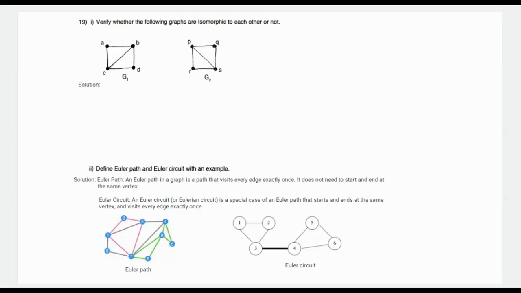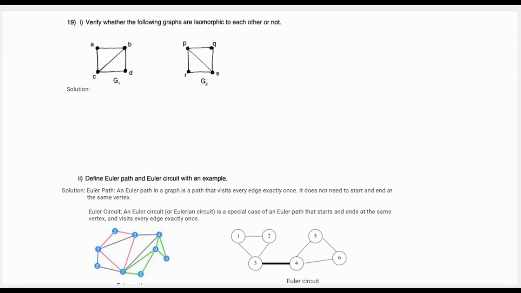Then moving on to the next question, we have: verify whether the following graphs are isomorphic to each other or not. So what is meant by isomorphic? We have to check for G1 and G2, first the vertices. So how many vertices do we have? We have 1, 2, 3, 4. Number of vertices is 4. For this one also 1, 2, 3, 4. Even for G2 it is 4.